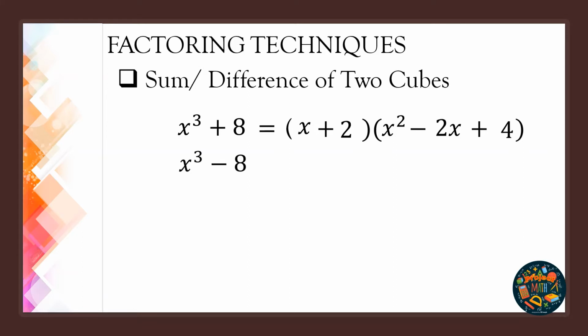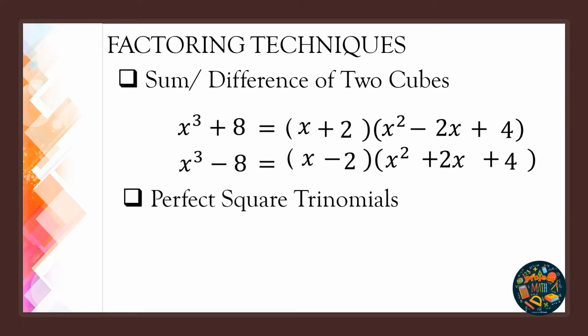In the difference of 2 cubes, the same process that we are going to do. Ang pagkakaiba lang nila ay yung pattern sa mga signs. Okay? So, cube root of the first term is x. Cube root of 8 is 2. Okay, then tingin tayo sa first factor natin. Square of x is x squared. x times 2 is 2x. Square of 2 is 4.